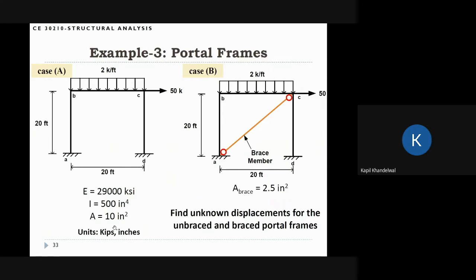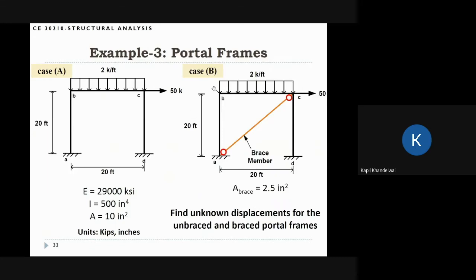And the properties of all these members are given here. E is 29,000 ksi. For all these beam and column members, I is 500 inch to the power 4, and area is 10 inch square. So again, we have to use a consistent unit system. For all the following calculations, I will use kips and inches.